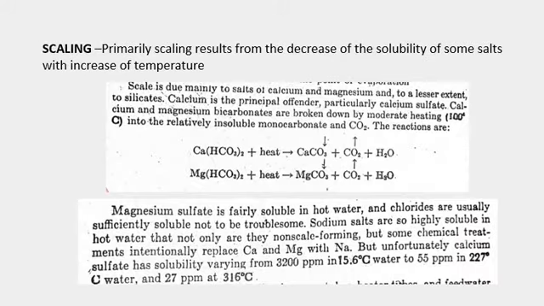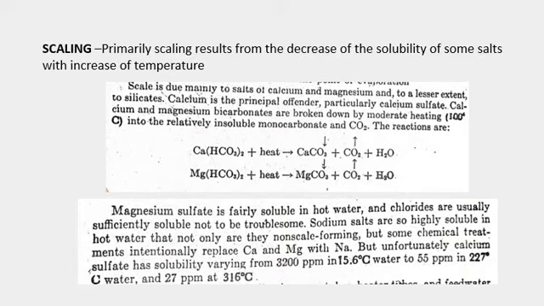So next is scaling. Scaling results primarily from the decrease of solubility of some salts with increase of temperature. That is what we mean when we talk about scaling. Scale is due mainly to salts of calcium and magnesium, and to a lesser extent to silicate. Calcium is the principal offender, particularly calcium sulfate.